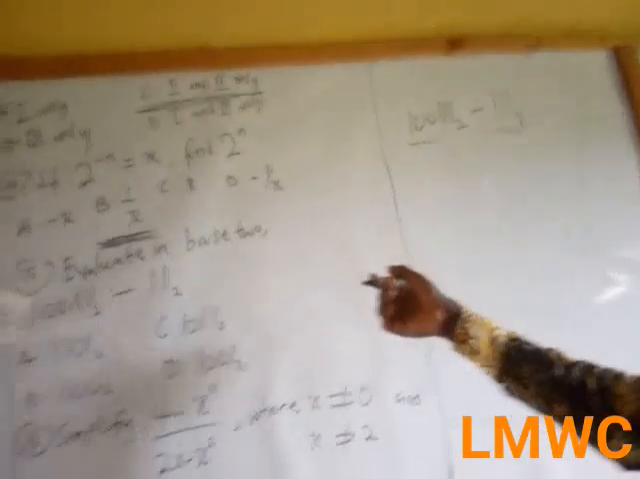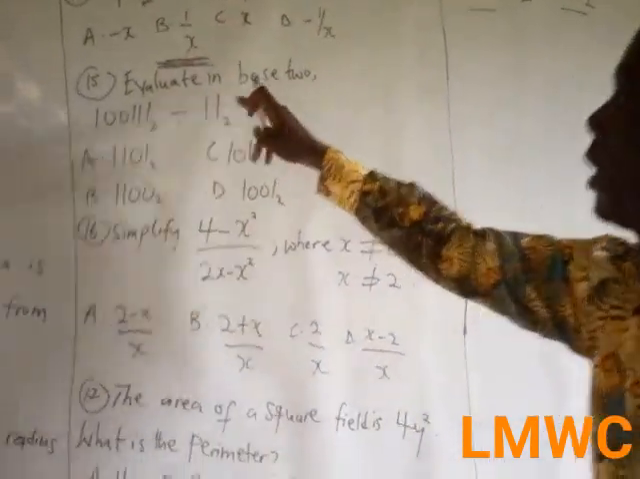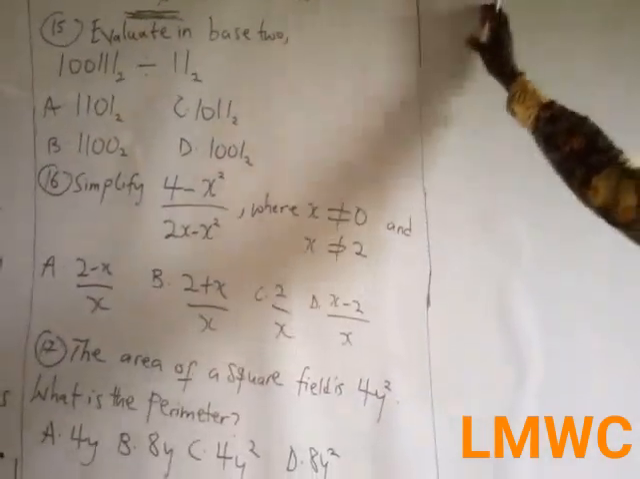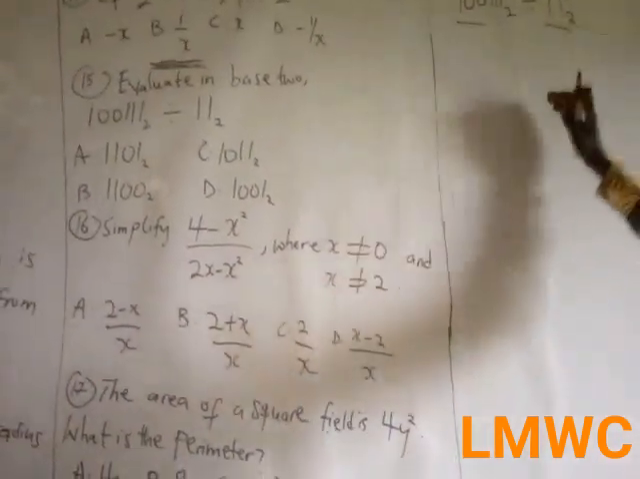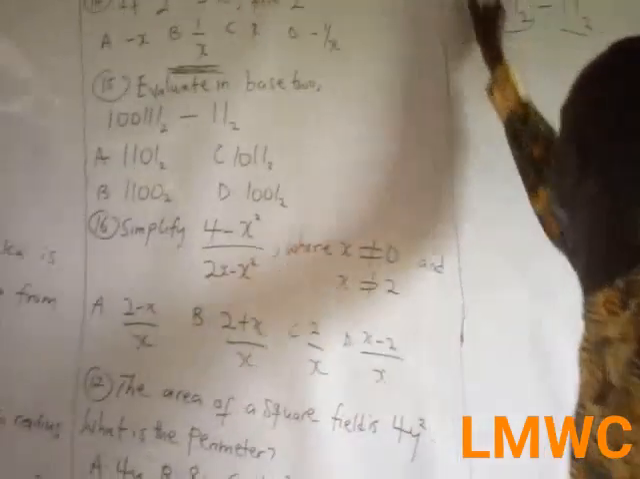Question 15. Evaluate in base 2. So to do this, you change both to base 10. After that, the values you get, you substitute them, and you change the answer you get to base 2. Now let us start. Let's change this to base 10.